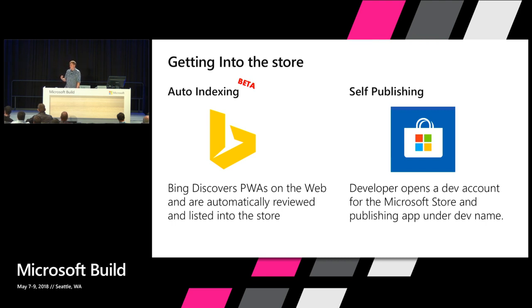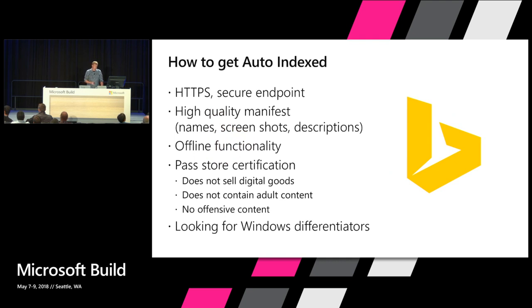Self-publishing means you as a developer at any point can go to PWABuilder, you can put your URL in, and it'll give you an APPX that you can put in the store. Okay, you just open a dev account and you can publish it yourself.